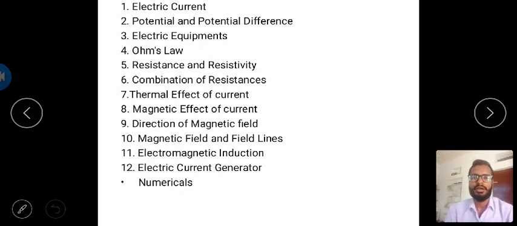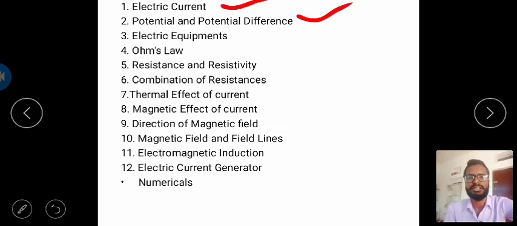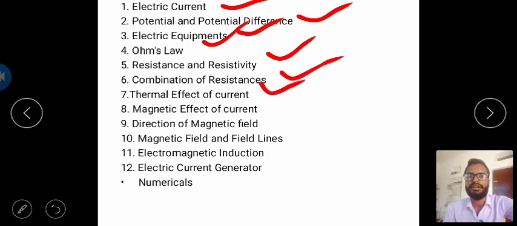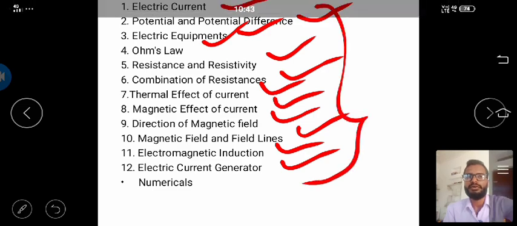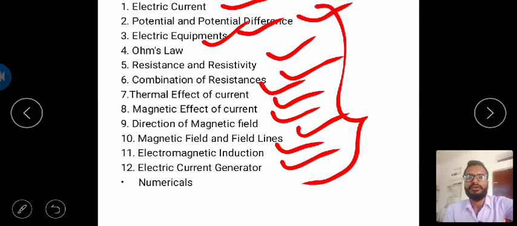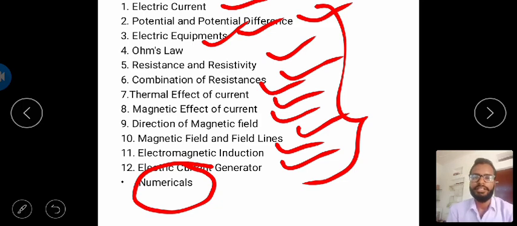There are total 12 topics in this chapter. We will study one by one. First one is electric current. Second one is potential and potential difference, electric equipments, Ohm's law, resistance and resistivity, combination of resistances, thermal effect of current, magnetic effect of current, direction of magnetic field and field lines, electromagnetic induction, electric current generator, and after all these 12 topics we will study numericals of this chapter in the end.